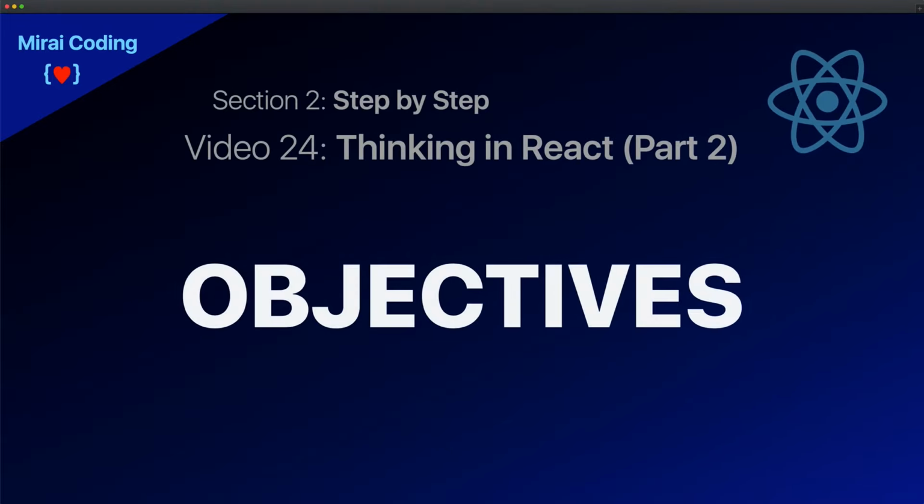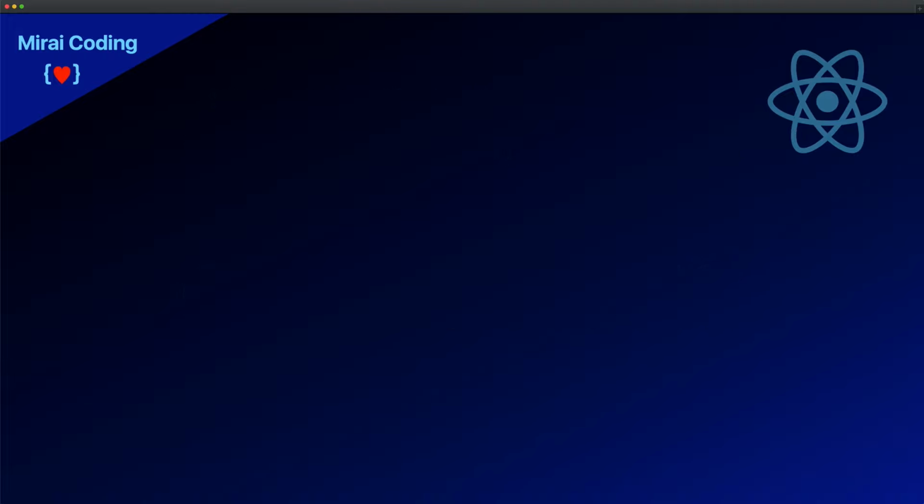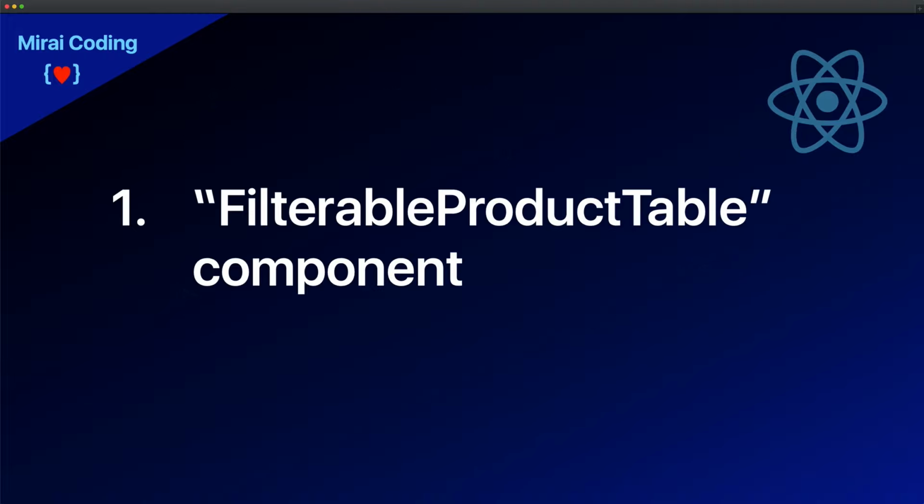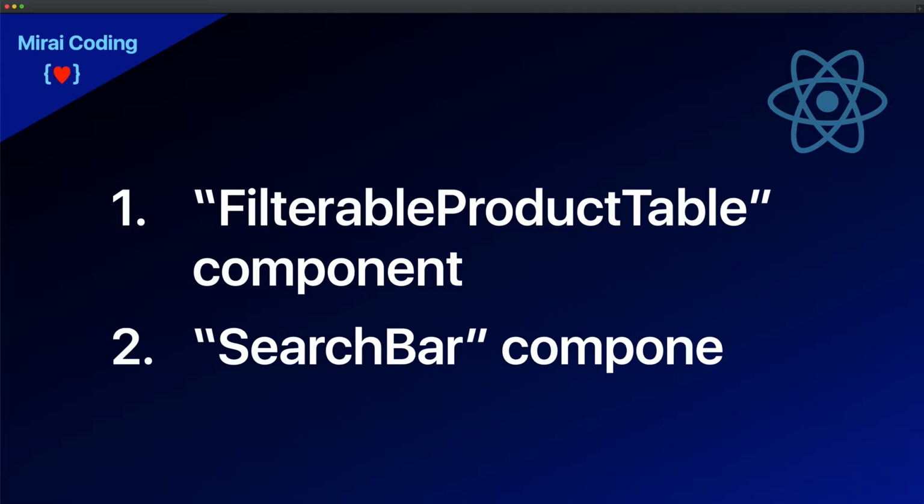Video 24. Thinking in React Part 2. We have two main objectives in this video. 1. We will start building a static version of FilterableProductTable. 2. We will build a static version of SearchBar.